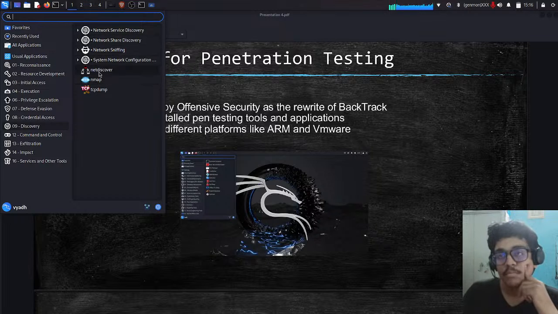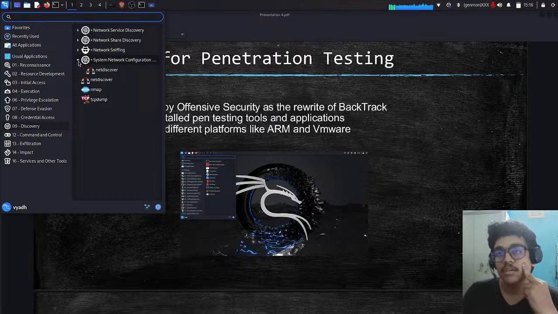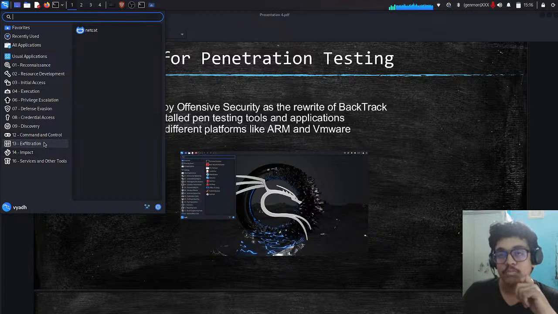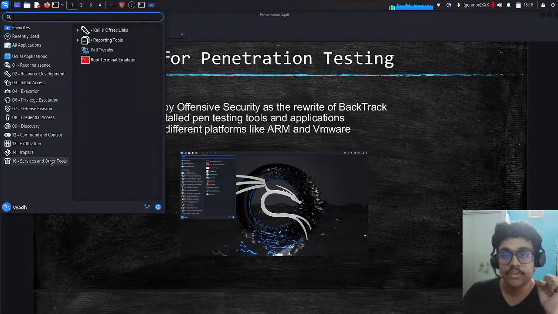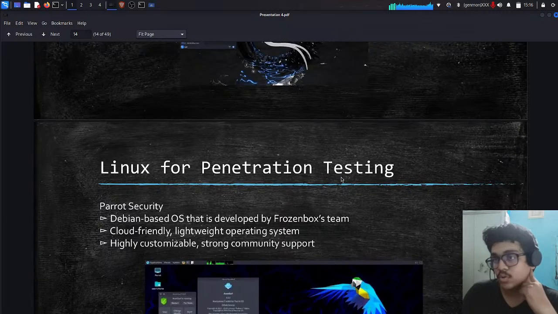You should not be tense about this. We will discuss each and every tool throughout the streams, not now but gradually. You can see there are three tools: netdiscover, Nmap, and tcpdump. For command and control, Metasploit is used most widely. For exfiltration, we have netcat. For impact, we have mdk3. For services, we have Kali Tweaks, root terminal, and other reporting tools. So this is what Kali Linux looks like.